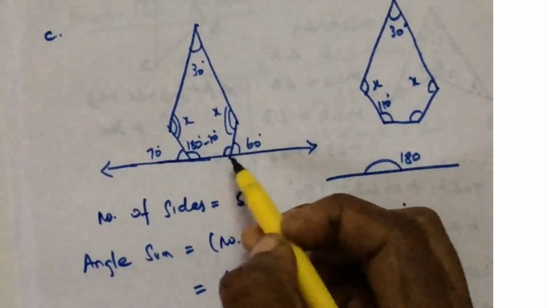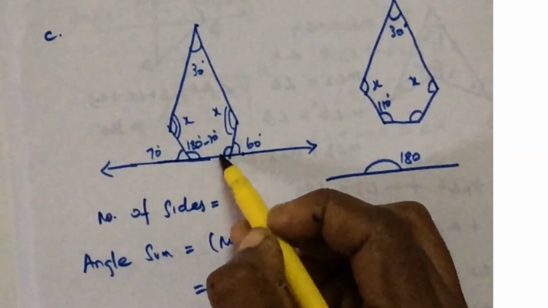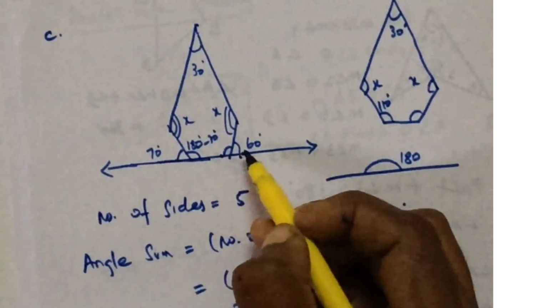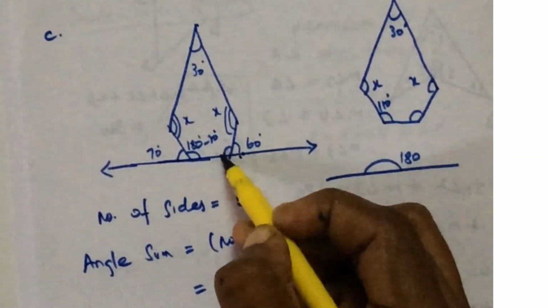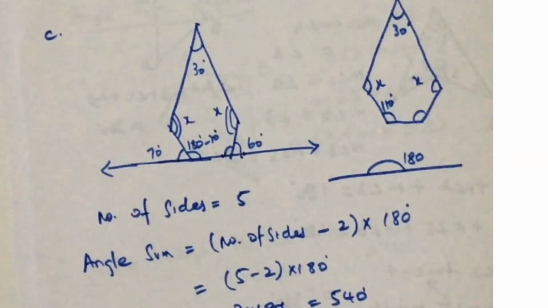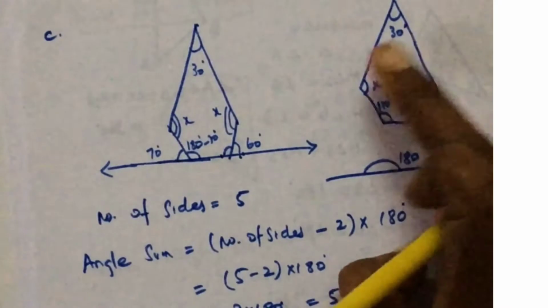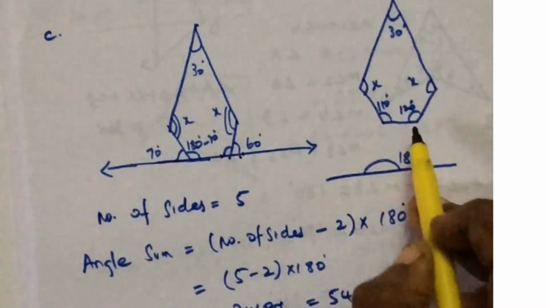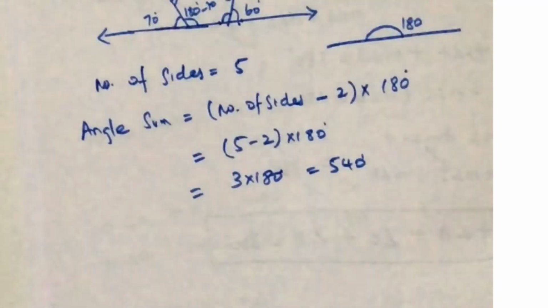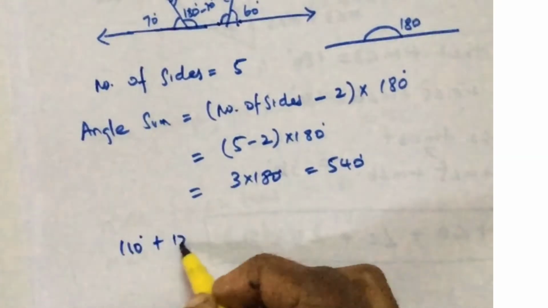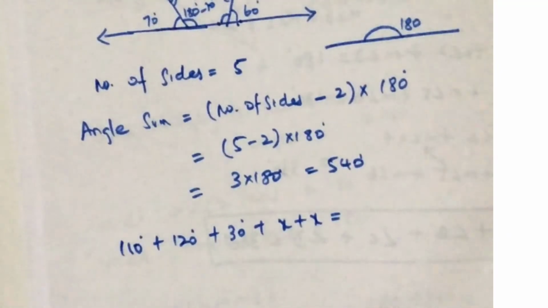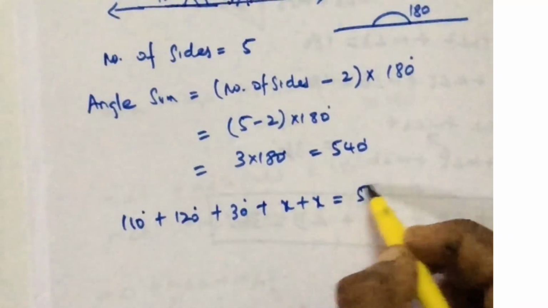Similarly here, the total angle from here to here is 180 degrees because it's a straight line. If this part is 60, the remaining part is 180 minus 60, which is 120. Now out of these 5 angles, 3 angles we know: this is 30, this is 110 and this is 120. Let me sum that up: 110 plus 120 plus 30, and there are 2x, x plus x. All these sum up to give 540.